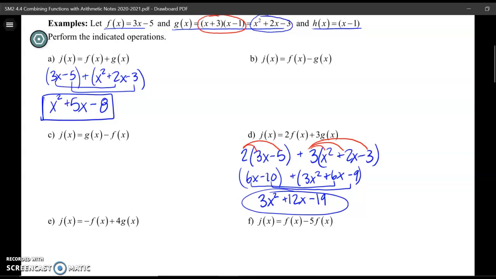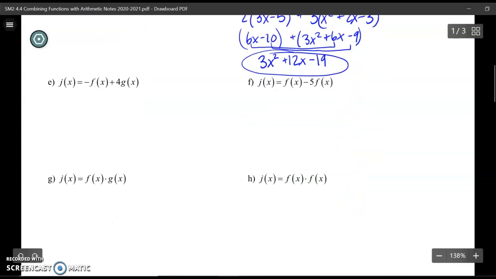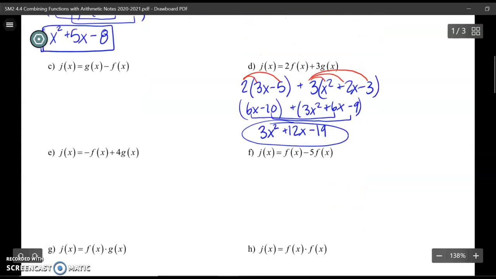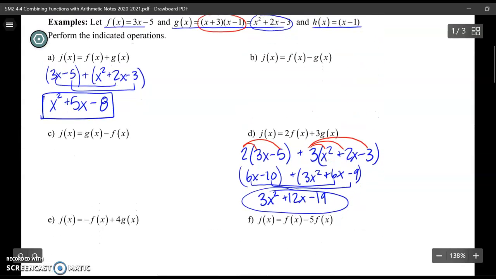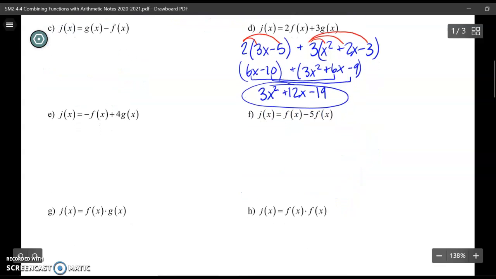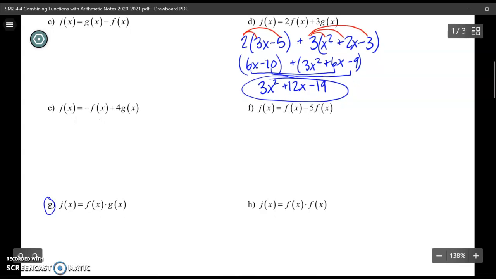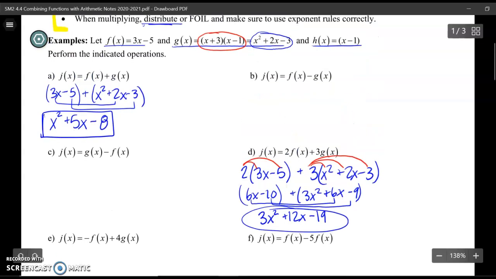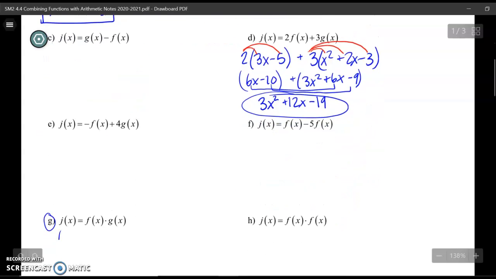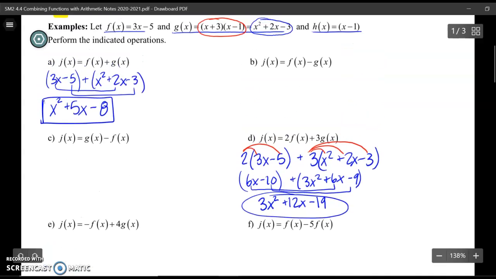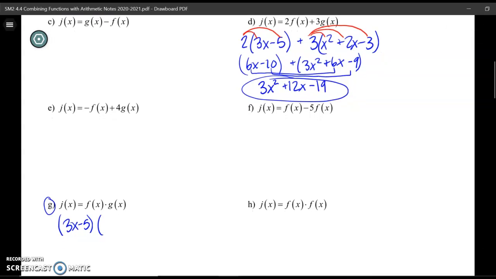Okay, I kind of want to do one that has an h of x in it, but I don't have any on this page. So I'm going to jump to one that's multiplication then. Let's look down at g. G is f of x times g of x. So my f of x, let me glance back up, is 3x minus 5. And then my g of x is x squared plus 2x minus 3.